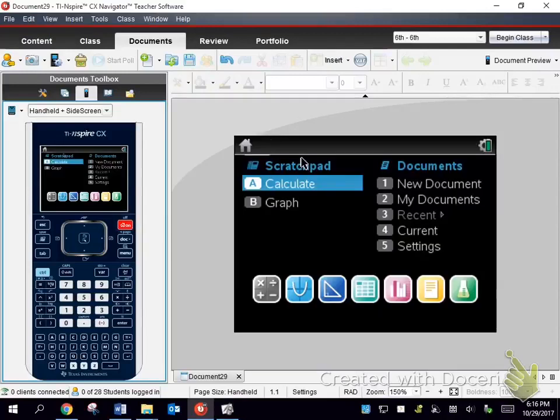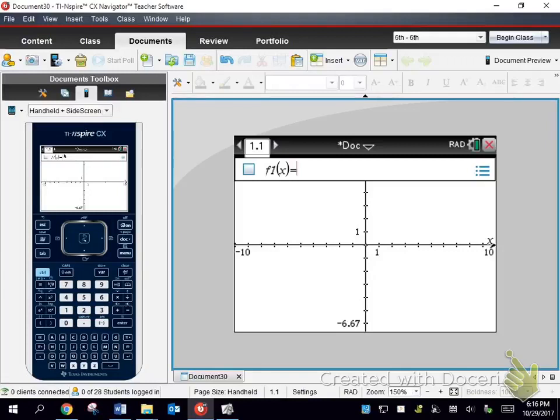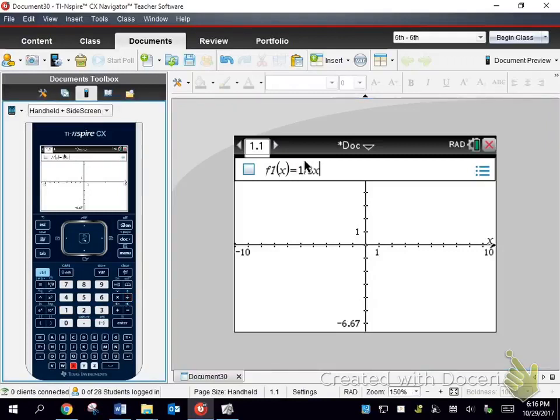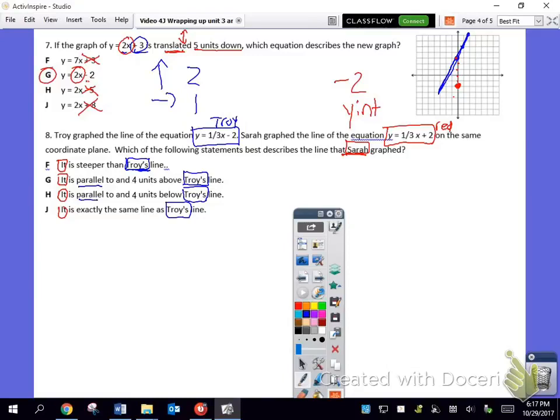So let's go to a brand new document. Okay, and I'm going to graph. The first one, Troy's line, is 1/3 x minus 2. And then the red one, Sarah's, is 1/3 x plus 2. Now, noticing, I'm looking at them, it's 1/3 x, 1/3 x, the slopes are the same, so they should be parallel. They are parallel, okay? So they're parallel. Look at your choices. Parallel, okay? So it's probably going to be G or H because it's parallel. It's not steeper and it's not exactly the same. So it's parallel, so I want one of those.